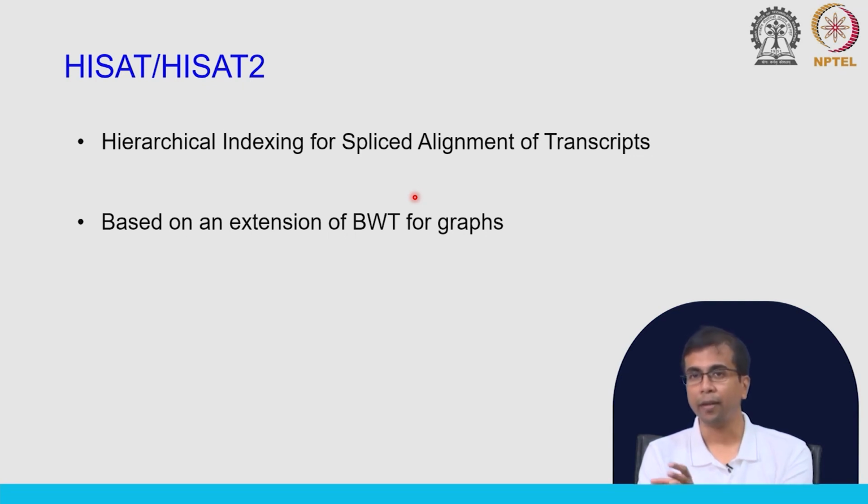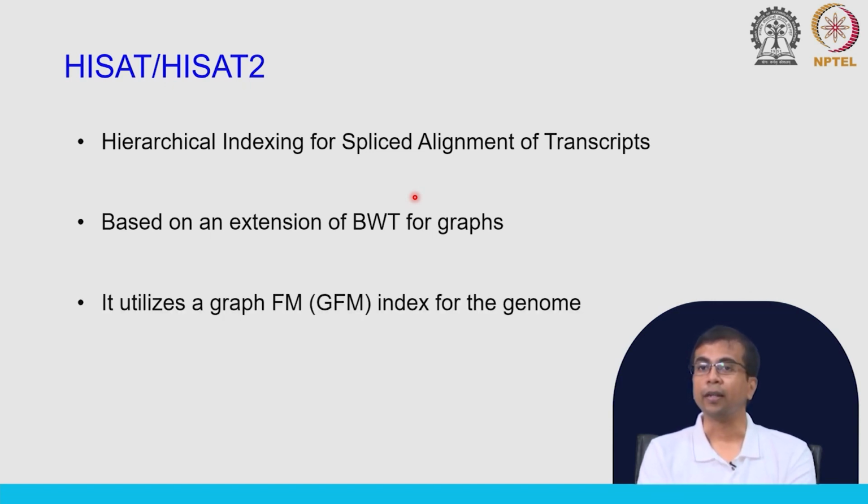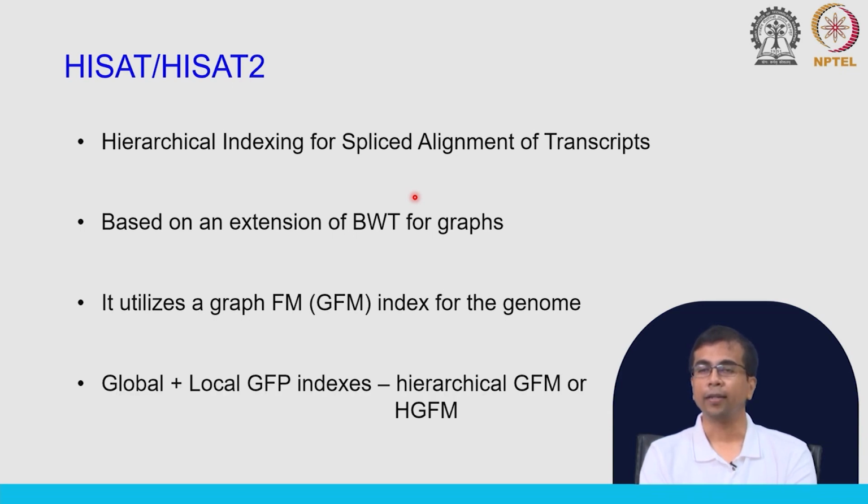We will see in a moment a part of the algorithm for this tool, and it generates something very similar to Bowtie2, where we generated this FM index. So, instead of an FM index, it generates a graph FM index. It is for a graph, which is why it is called graph FM index, or GFM. It also does something called global indexing as well as local indexing along with some repeat indexes. So, it generates something called hierarchical GFM, or HGFM.